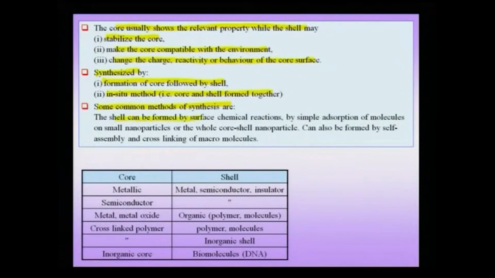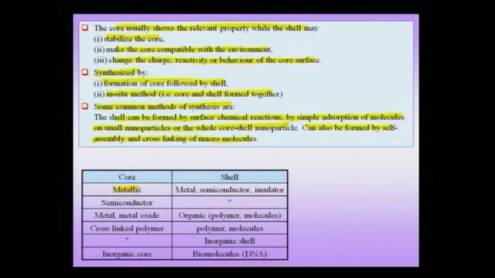The shell can be formed by a surface chemical reaction, by simple adsorption of molecules or small nanoparticles, or of the whole core shell nanoparticle. They can also be formed by self assembly and cross linking of macromolecules. That means we can use more than one method to put a shell around the core, and this could be a simple reaction, adsorption of molecules, or some kind of a cross linking or assembly process wherein you put a shell around the core.